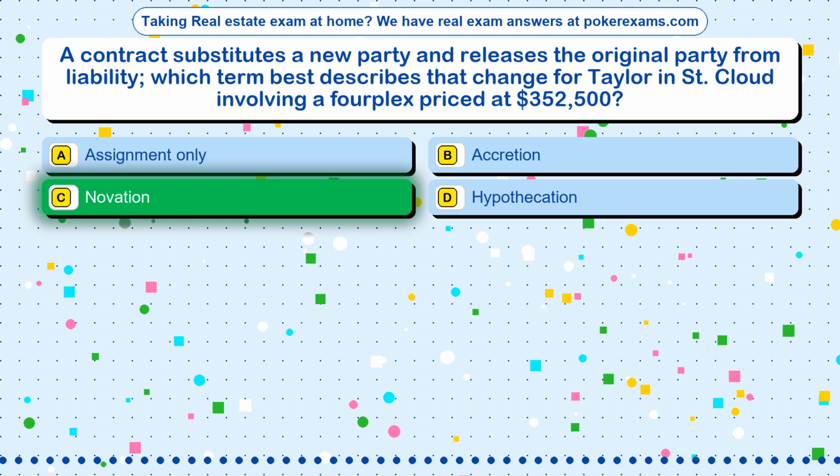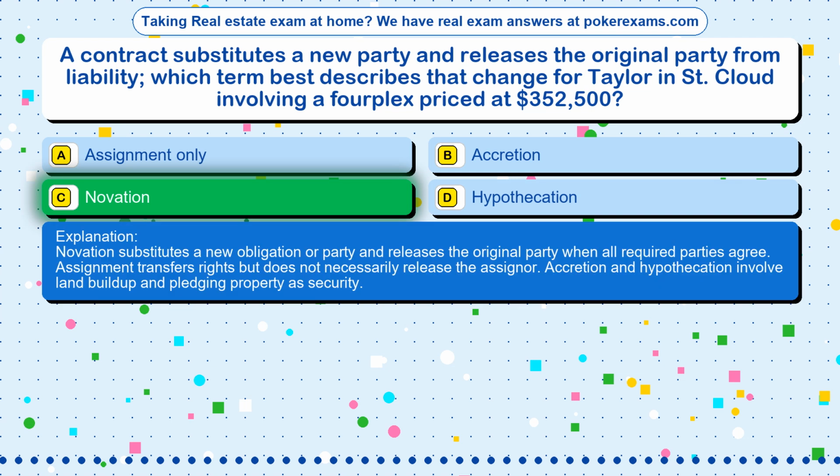The correct answer is option C, novation. Novation substitutes a new obligation or party and releases the original party when all required parties agree. Assignment transfers rights but does not necessarily release the assignor. Accretion and hypothecation involve land buildup and pledging property as security.